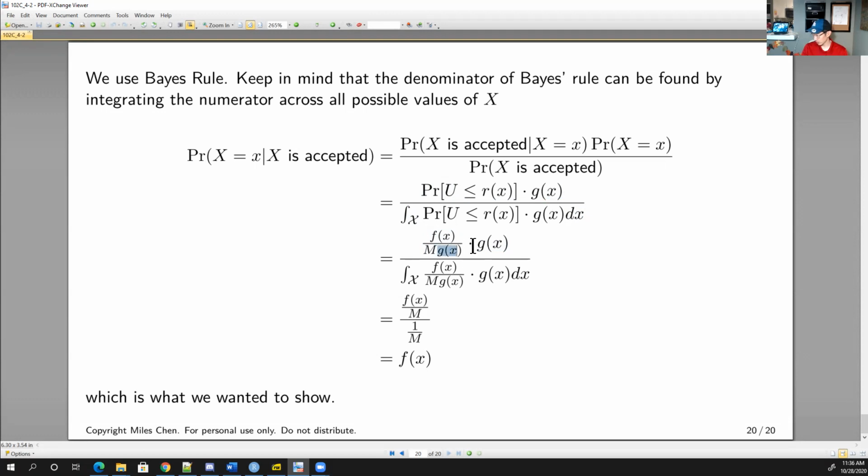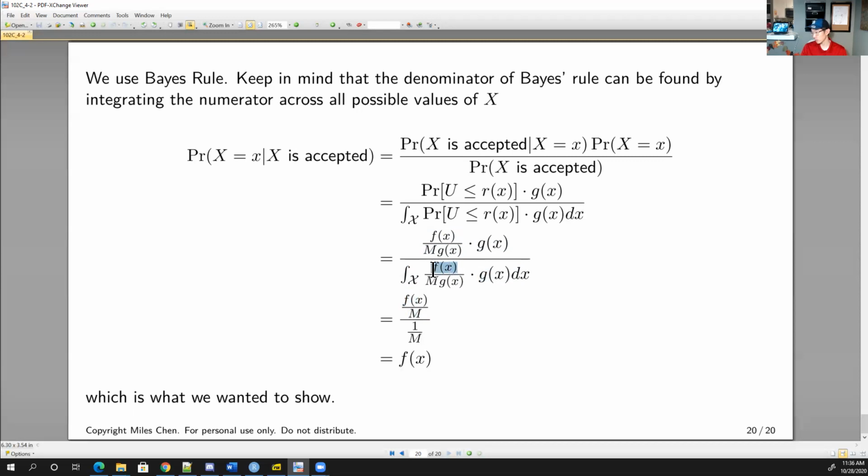So this g of x cancels with this g of x, and I'm going to be left with f of x divided by m. Okay, in the numerator here, f of x divided by m, because these g of x cancel. All right, this integral here, well, this g of x will cancel with this g of x. And then we've got the integral of f of x.